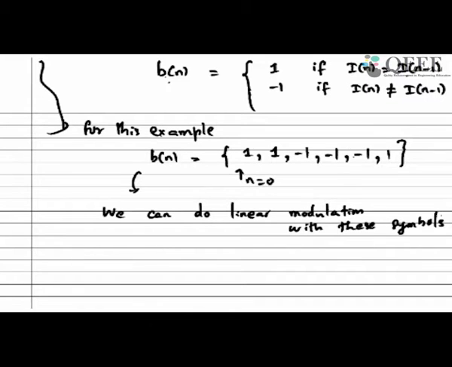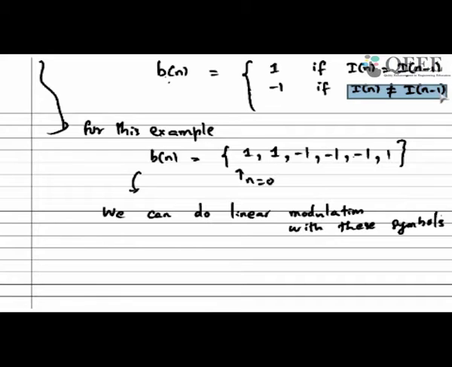What I will do is, if the current bit I of n is the same as the previous bit I of n minus 1, then I will send symbol 1. On the other hand, if the current bit is different from the previous bit, then I will send symbol -1. So instead of only the current bit, I am also looking at the previous bit: if they are the same, I will send 1, if they are different, I will send -1. So there is some memory in the system.